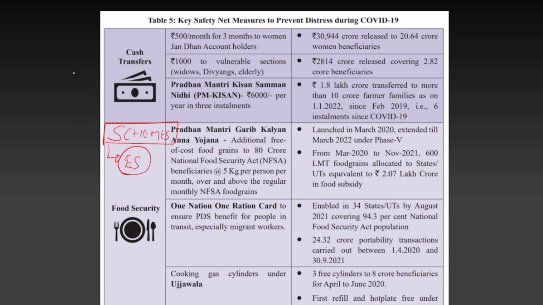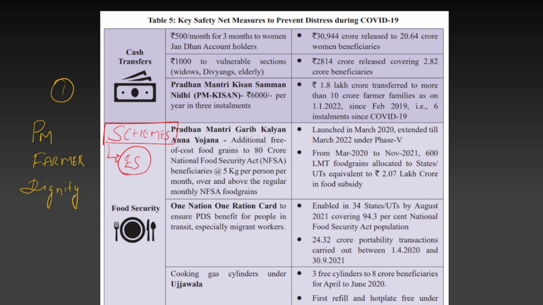So the first scheme which I want to talk about is the Pradhan Mantri Kisan Samman Nidhi. Pradhan Mantri is the Prime Minister, Kisan means a farmer. Usually these schemes are named in Hindi. If you are a person who knows Hindi, you will have a better chance of writing these questions. But if you don't know it, please know the meanings of these words. Pradhan Mantri is Prime Minister, Kisan is farmer, Samman Nidhi is kind of a dignity, or an amount for dignity.